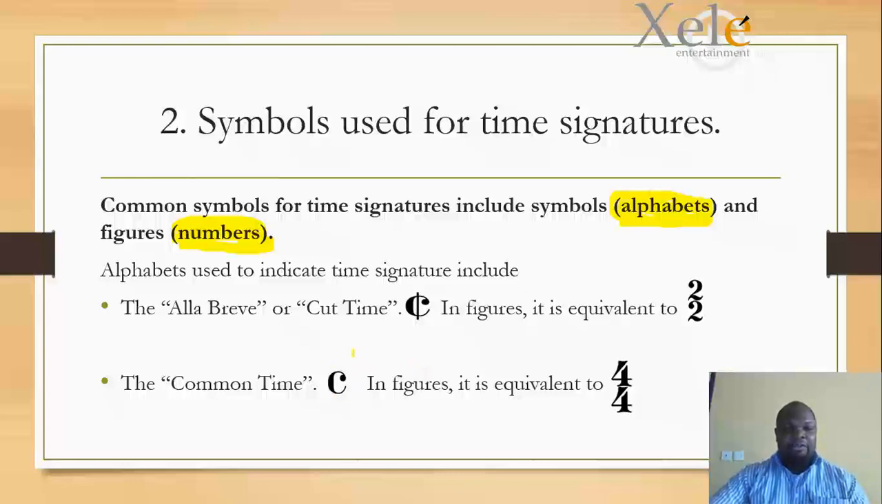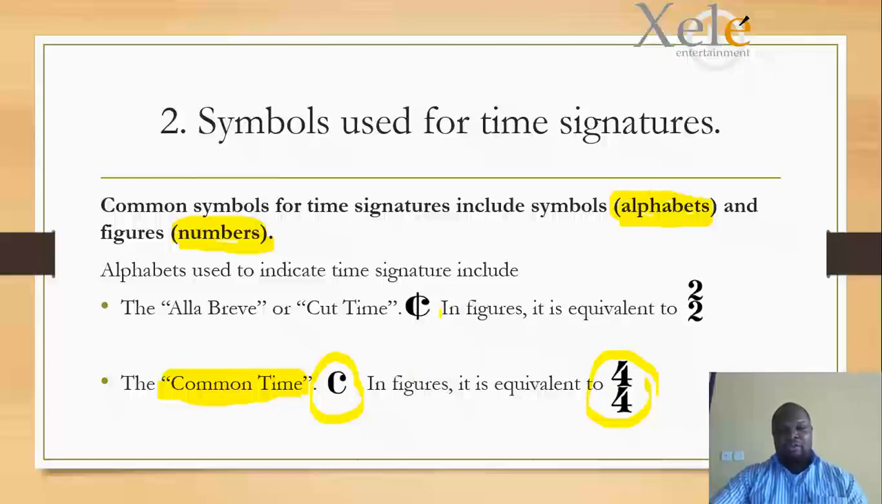Let me jump down to this example right here. In this example, you see the letter C. Every time you see that C, what it means is common time. It stands for common time. Now if you were to translate this alphabet into figures, it would be equivalent to 4-4.